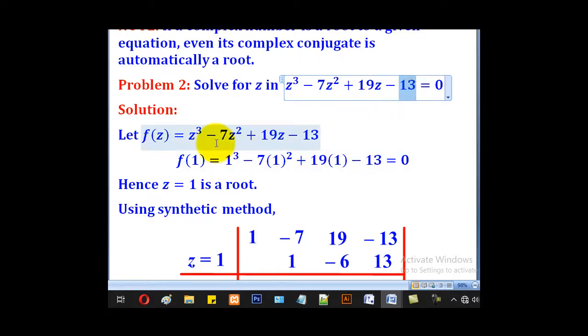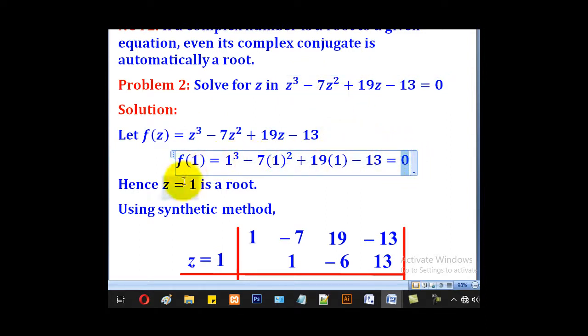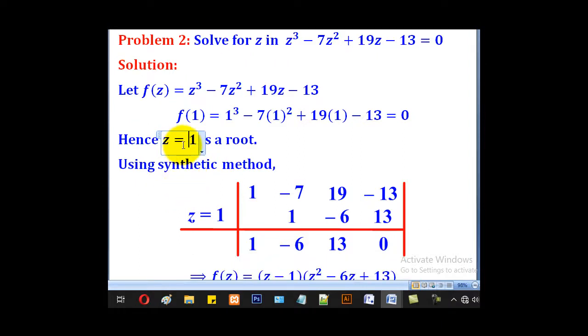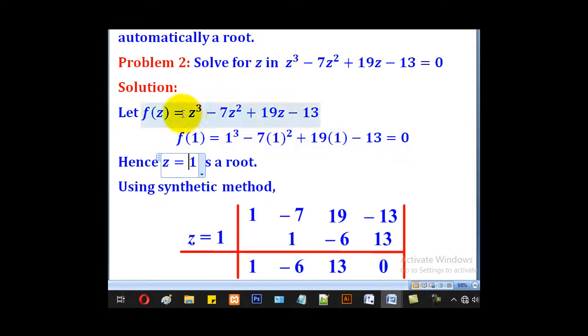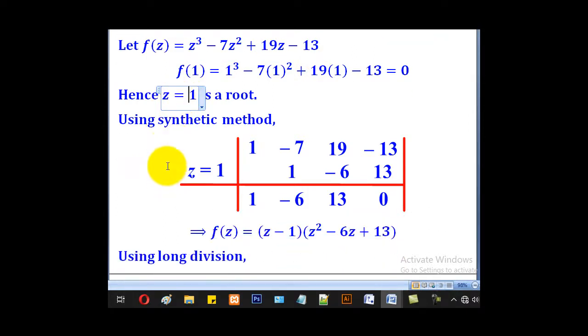So when we begin with positive 1, substituting positive 1 in this equation, we shall come up with 0, meaning this is a root because it leaves no remainder. So we have already got one root, which is z equal to 1. So the other roots will be got by dividing this equation by the root or the factor, which is z minus 1. You can either use the synthetic method or long division.